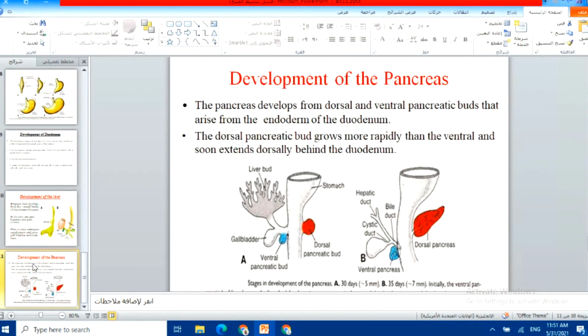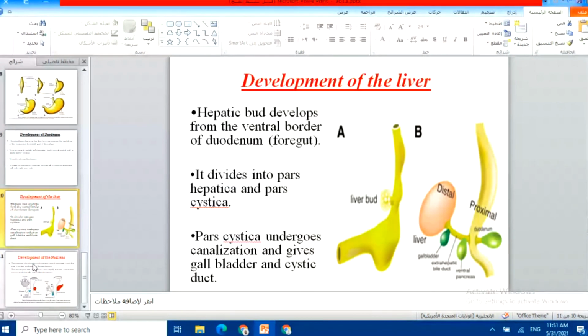Okay, we come to the liver. We said the liver forms from the hepatic bud. This hepatic bud forms from the duodenum. Which part of the duodenum? The part that is originated from foregut, which is the first and second half. This hepatic bud will divide into two parts. We call one pars hepatica and the other pars cystica.